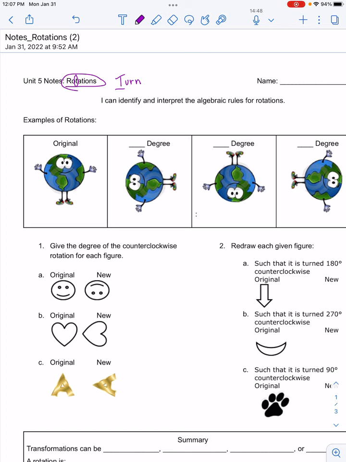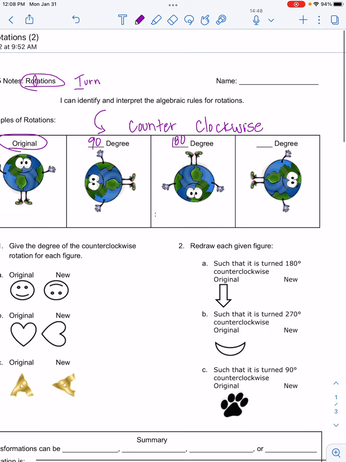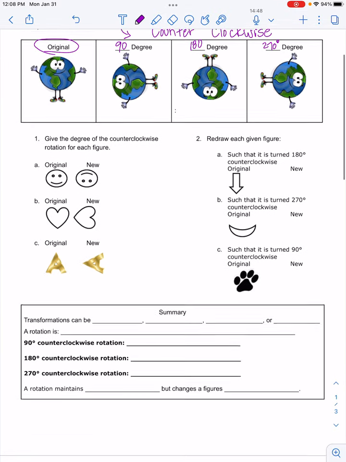Examples of rotations, so you have this original person and he has been rotated counterclockwise. And remember, we're always going to rotate counterclockwise. This will be a 90-degree counterclockwise rotation. Another 90 degrees would be a 180-degree counterclockwise rotation. And another 90-degree rotation on top of that will be a total of 270-degree rotation. And those are the rotations we are going to be working with.